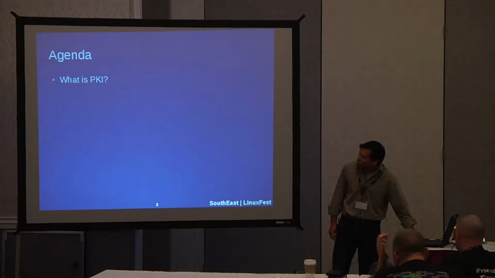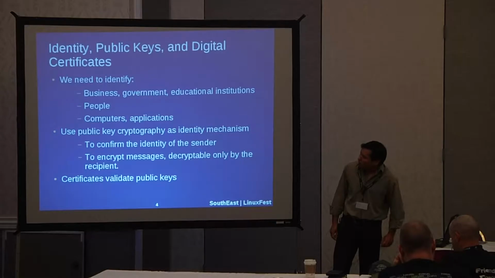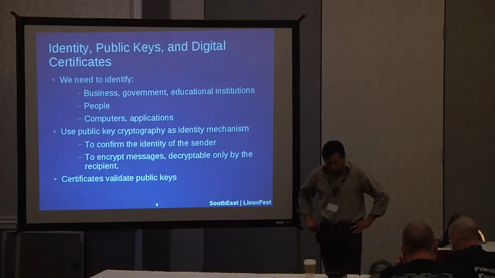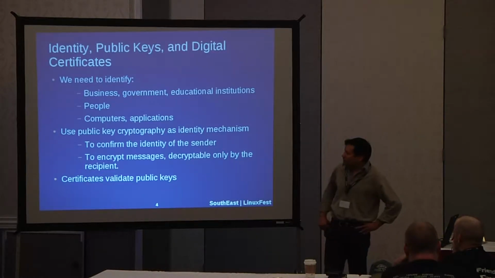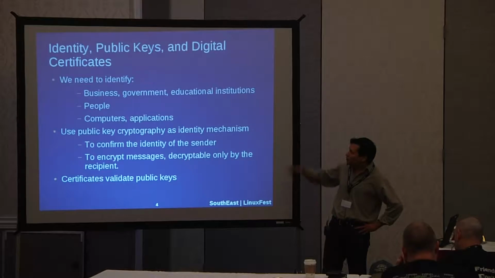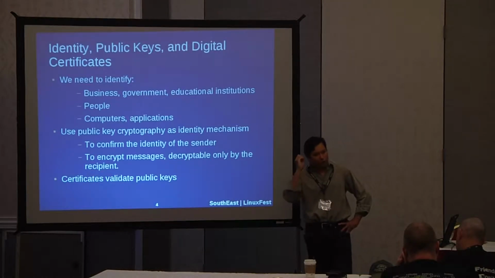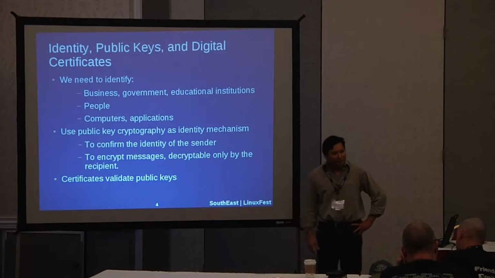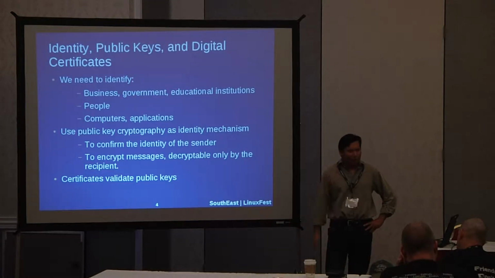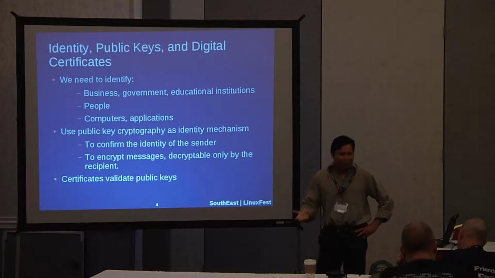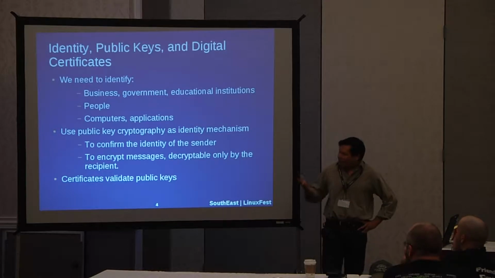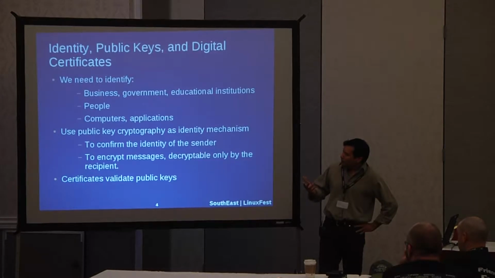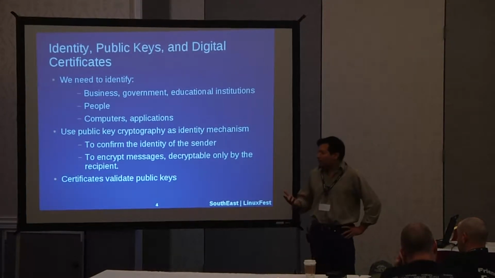So the first thing is, what is PKI? We have a need in general to be able to identify certain entities like governments, institutions, businesses. When you go to bankofamerica.com, you have to be able to know that the site you're going to is bankofamerica.com. And how do you do that? Well, it provides you a digital certificate, and you need to validate that certificate to make sure the public key therein is actually a valid key. And so that's where certificate authorities come in.